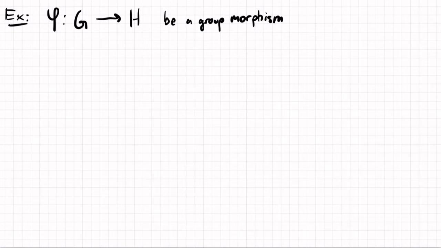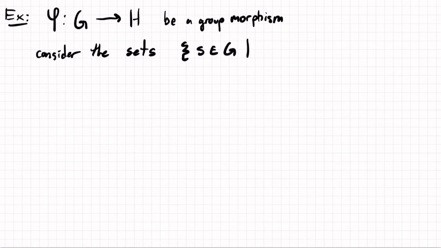And so what we want to do is take sets, consider the sets S, which is in G, such that phi of S equals H. Let's give it a name, which is SH.